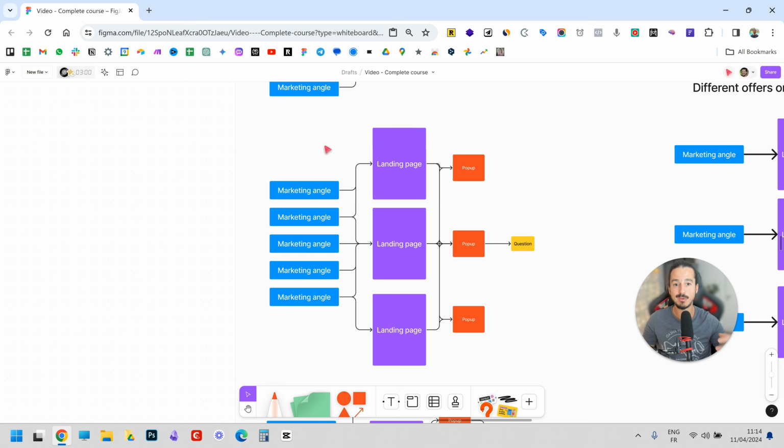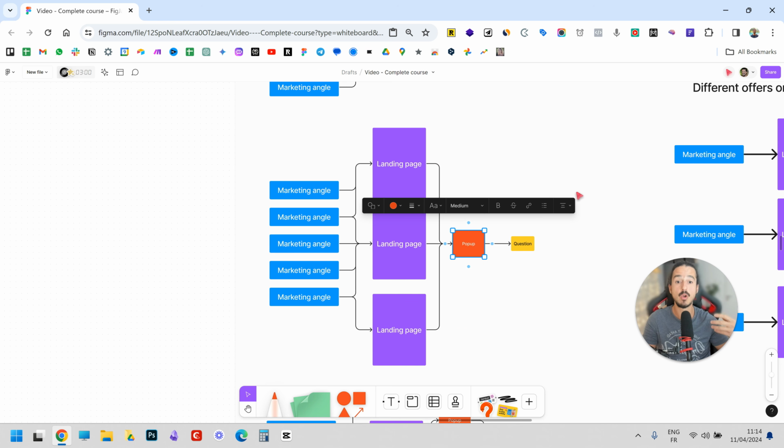It represents a lot of work, and also the more spread out your data will be, and the more complicated it will be to understand exactly what works and what doesn't. But if you really hesitate between different, not business ideas, but different offers, different products, that could also be a very good way to test them out at the same time with the exact same audience.